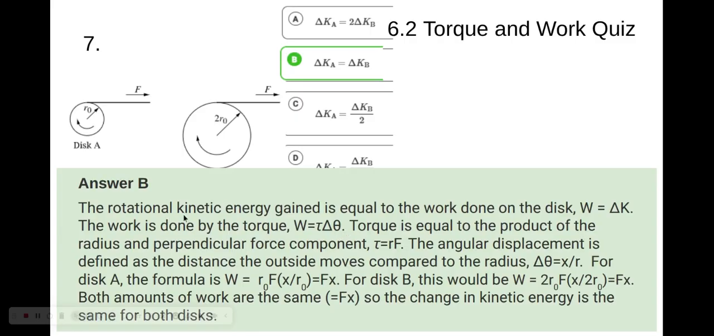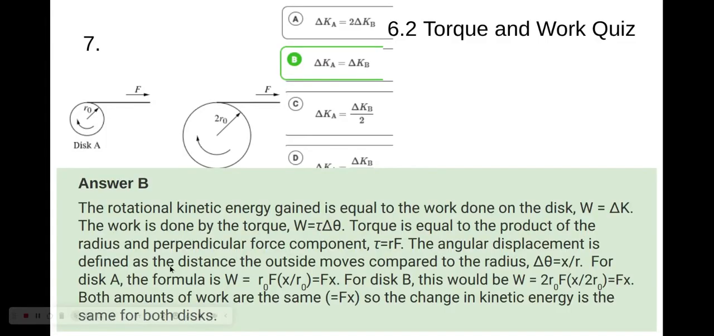So rotational kinetic energy gained is equal to the work done, as I said. That's going to be tau delta theta. Torque is the product of the radius and the perpendicular force component. Now the forces are the same, but the radius is doubled. So let's keep that in mind. That's going to double that for situation number 2.